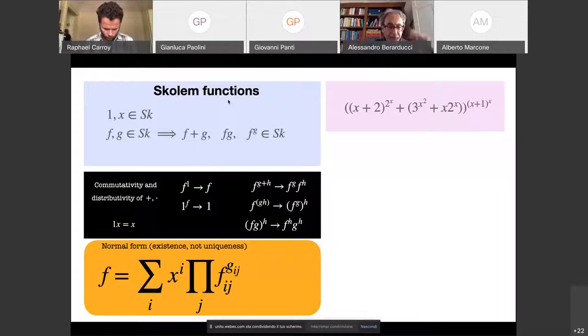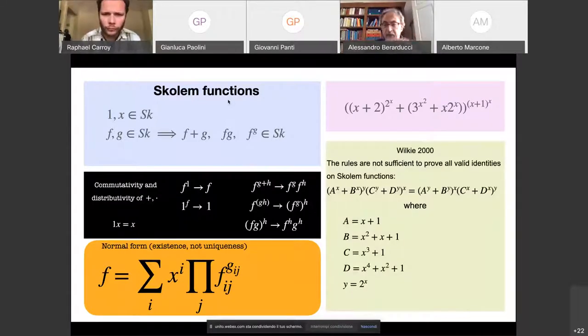So the normal form is not unique even up to the rules. In fact, Wilkie observed that the rules are not sufficient to prove all the valid identities. He was not considering Skolem functions, but his result applies in particular to Skolem functions. So you have this valid identity considered by Wilkie, where a, b, c, d are defined below, but it cannot be proved using the rules. The reason is that to prove some identities, you implicitly need to use some kind of subtraction, for instance, to factorize the polynomial b, but you don't have a subtraction in the language.